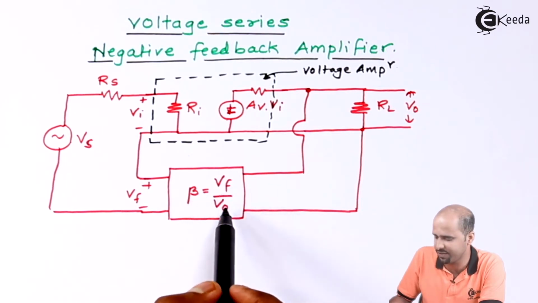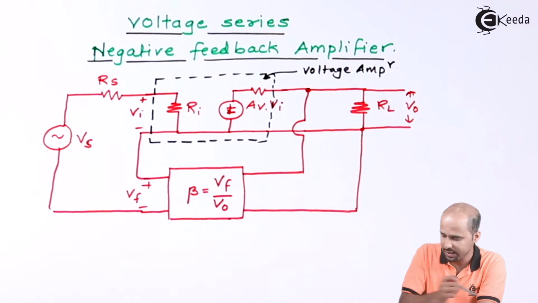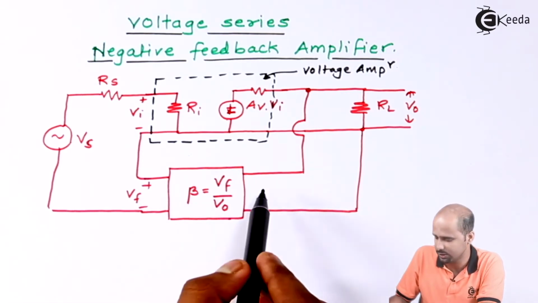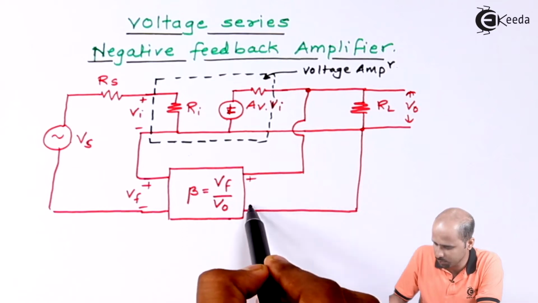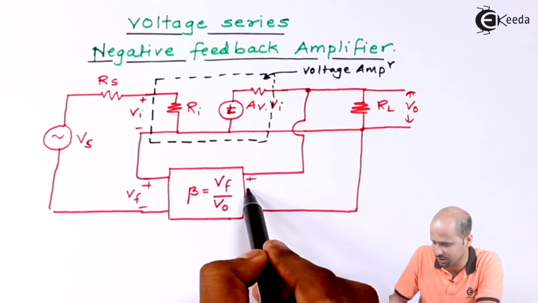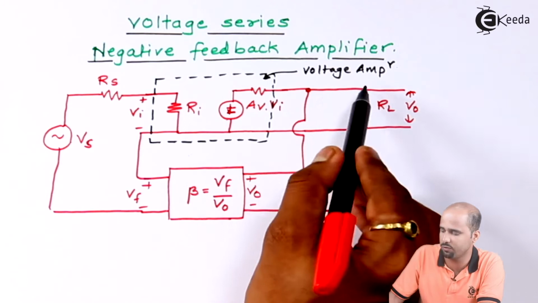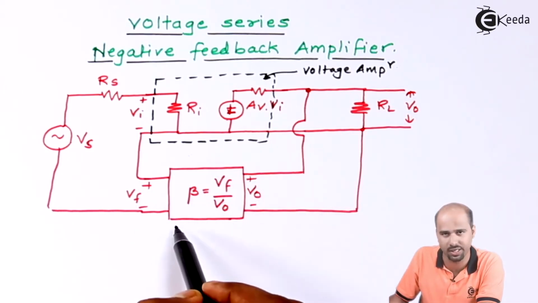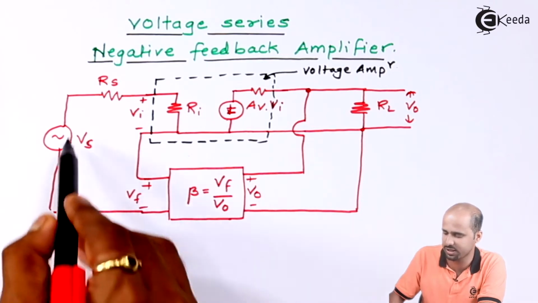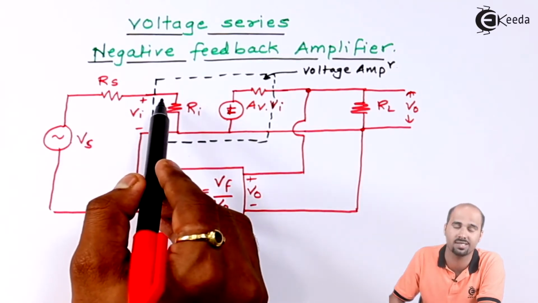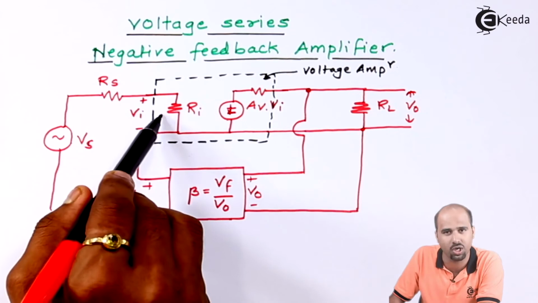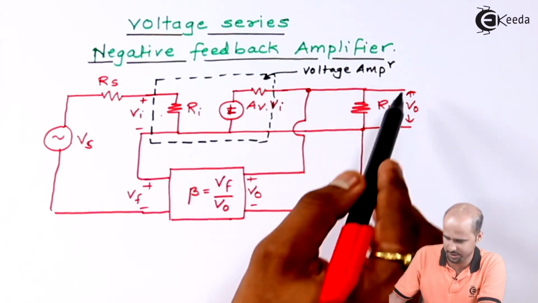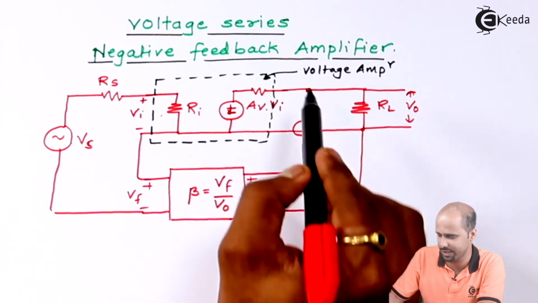So VF divided by VO is the feedback factor, because the input of this box is nothing but VO. The voltage itself is fed back to your feedback circuit, and after this feedback circuit it is added, or mixed, with your input circuit in series combination. That's why this is a voltage amplifier, and this is voltage sampling.